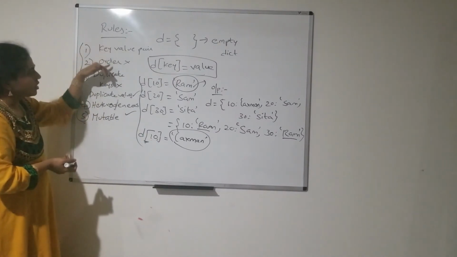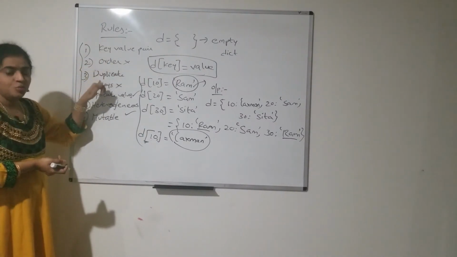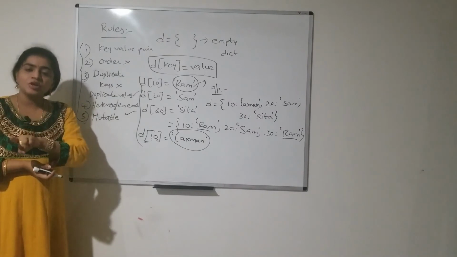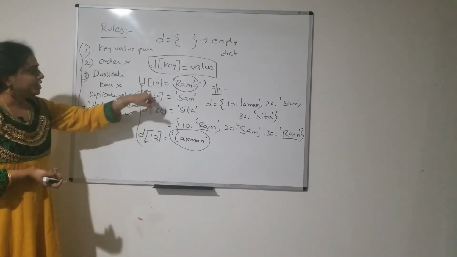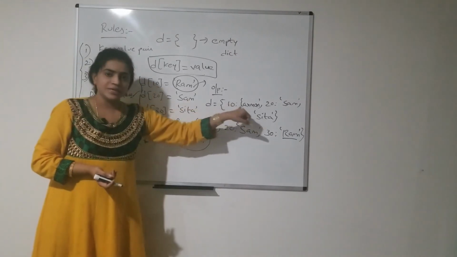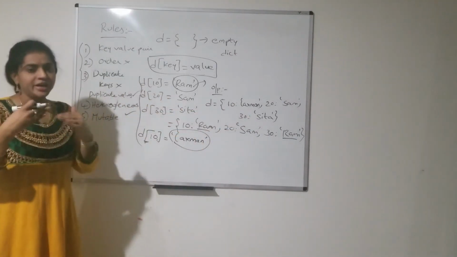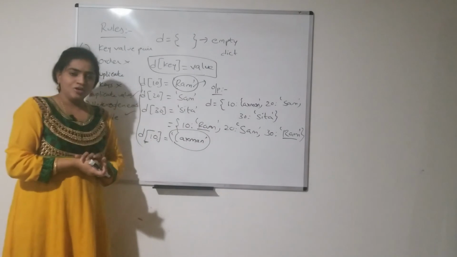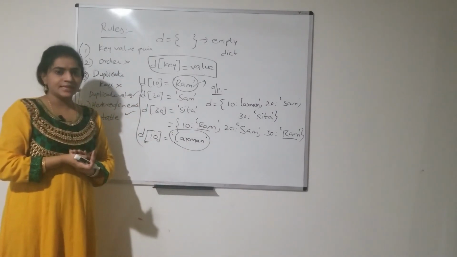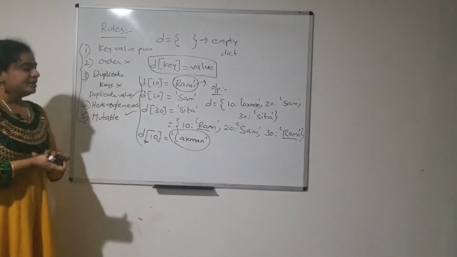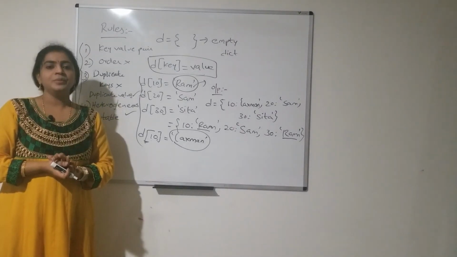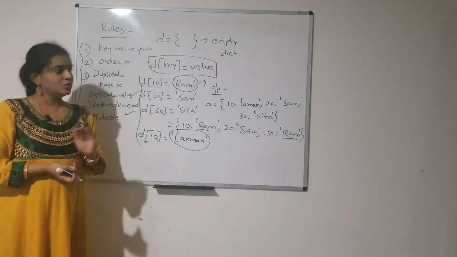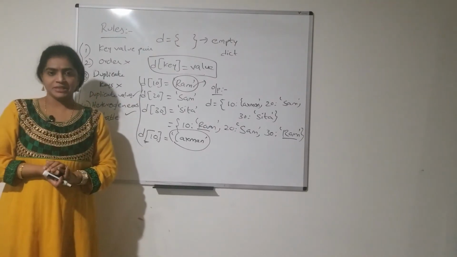So in dictionaries, order is not important. Duplicate keys are not allowed, but duplicate values are allowed. Here the keys and values can be heterogeneous data types. Different data types are allowed for keys and values. Okay, that is acceptable. Next one is dictionaries are mutable data types. So this is about the dictionaries.